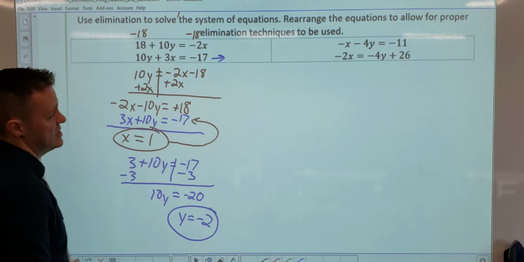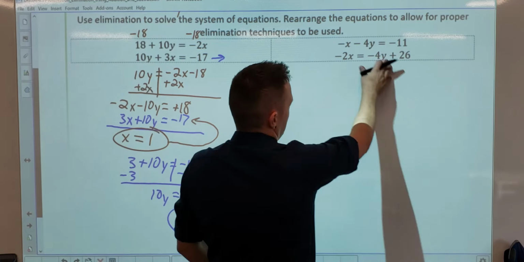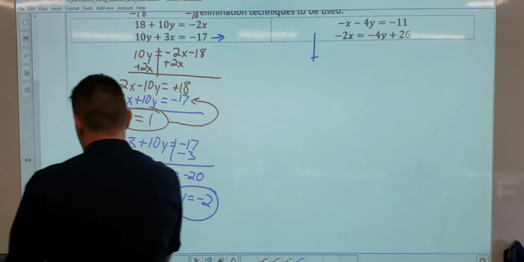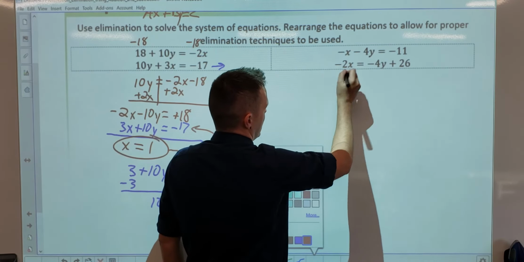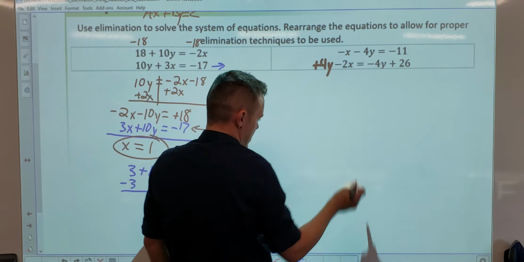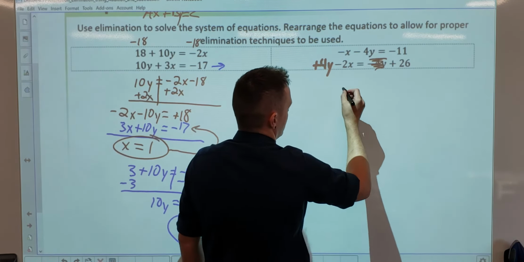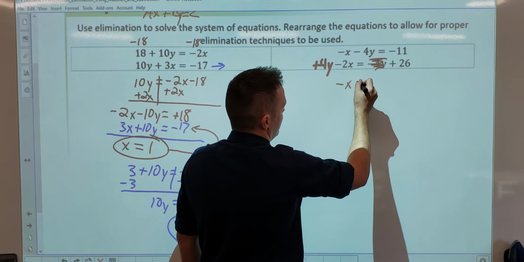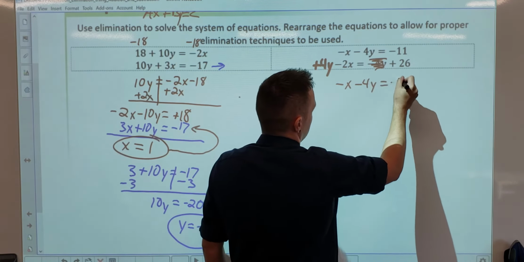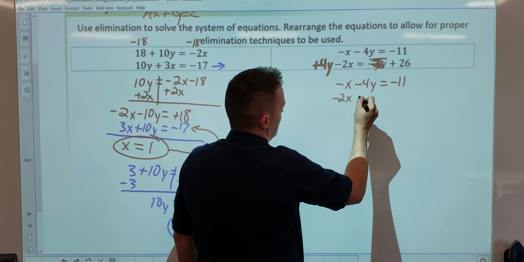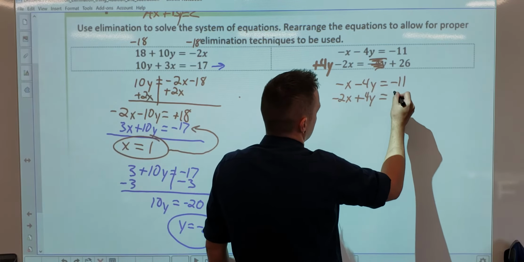The other one over there, same setup. We got the x and the y already, but now we need to rearrange it. So we're going to bring this over to here. On this equation right here, we're going to rearrange it, and then I'm going to scratch it off. So bear with my ugliness for a second. So this is going to be plus 4y, and the pen went a little crazy. And so let me scratch this off, and then we'll leave the 26, right? So if I were to rewrite this, it'd be negative x minus 4y equals negative 11. And then you have negative 2x plus 4y equals 26.